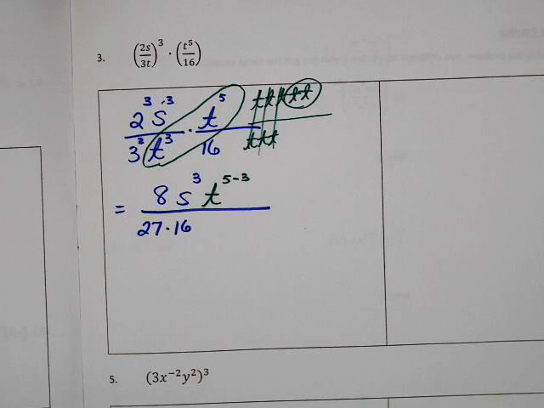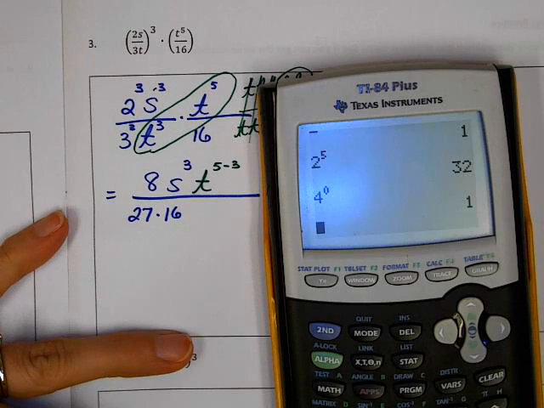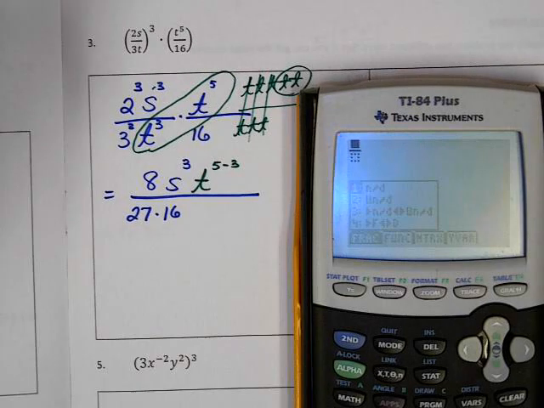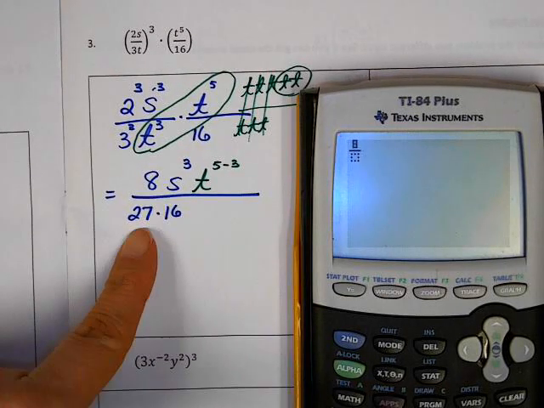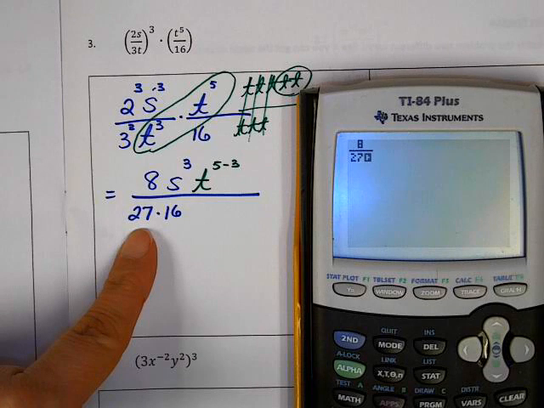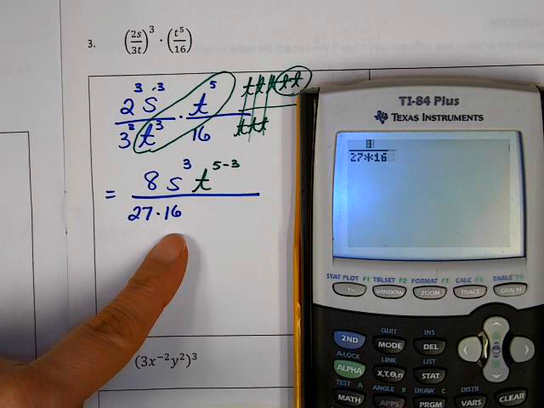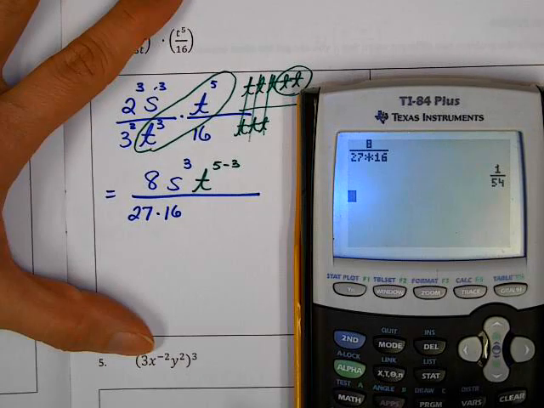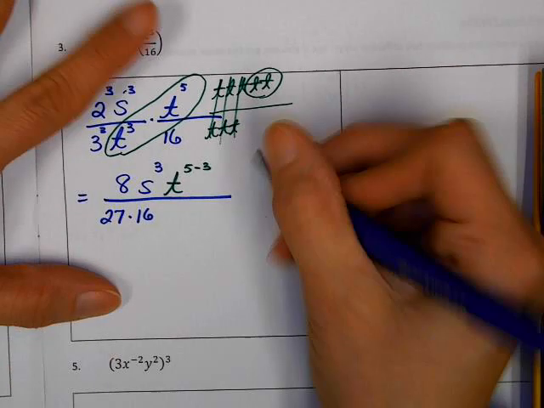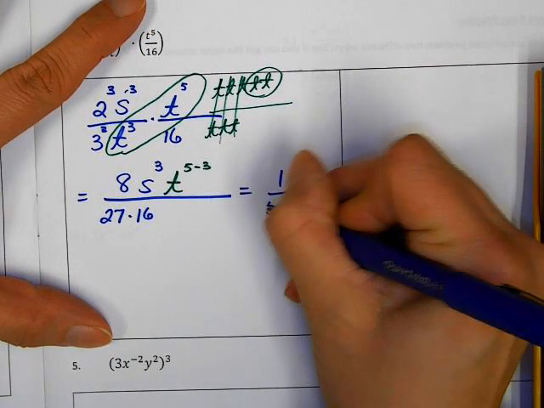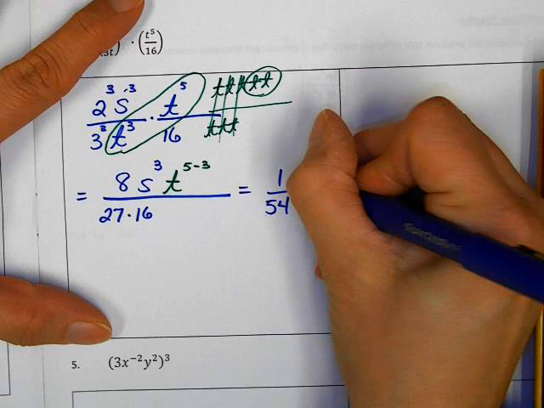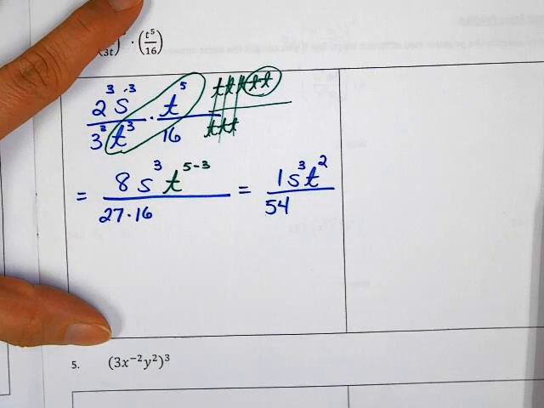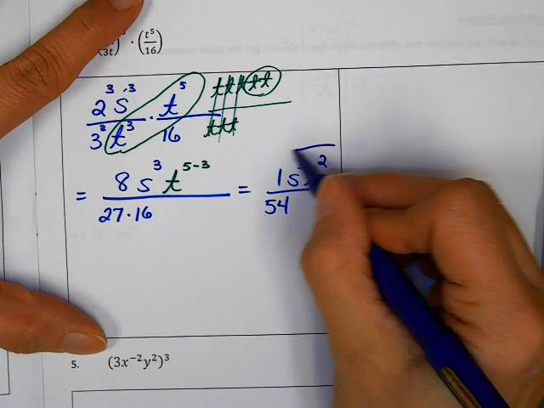Perfect. It's making sense. Don't forget when you have numbers, with your calculator, you could always do alpha y equals. The fraction's 8, the denominator is 27 times 16, and it will simplify to 1 over 54. So it will simplify everything for you. So our fraction is 1 over 54. We have S cubed, and we have T squared. You don't even really need the 1 if you don't want it.